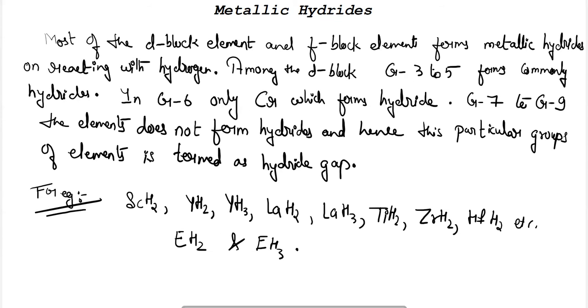Next, beryllium and magnesium of the s block also form hydrides. When beryllium and magnesium form hydrides, they generally form the compound in molecular form, that is, they have covalent nature as compared to the ionic nature of the hydrides formed by other s block elements.